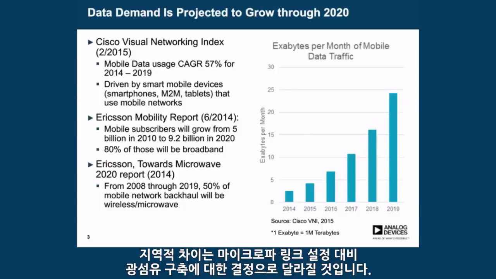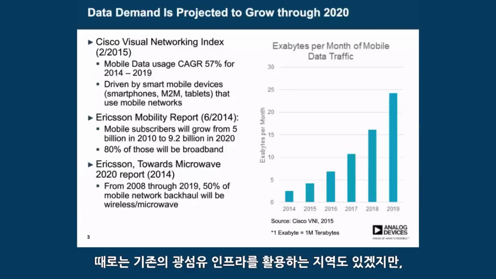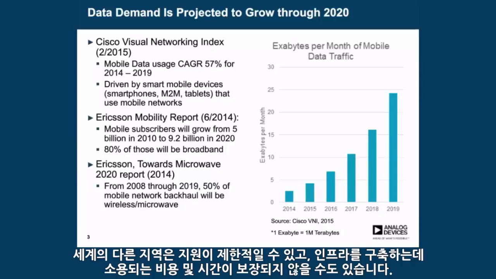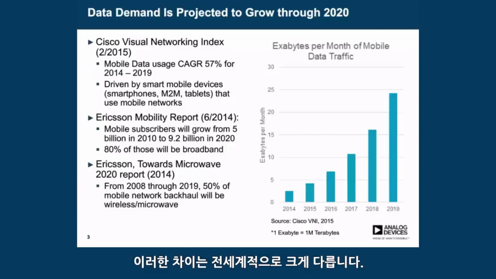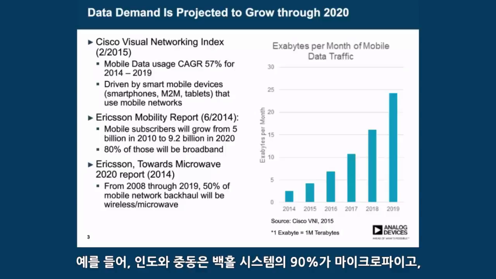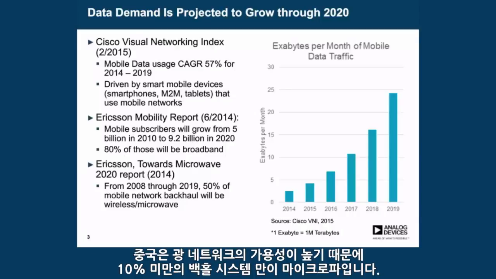Regional differences will play into the decision of laying fiber versus setting up microwave links. Sometimes, areas may already have decent existing fiber infrastructure to utilize, whereas other areas of the world may have limited support, and it may not warrant the cost and time for creating such an infrastructure. These differences vary drastically across the globe. For example, 90% of the backhaul systems in India and the Middle East are microwave, whereas less than 10% of the backhaul systems in China are microwave due to higher fiber network availability.